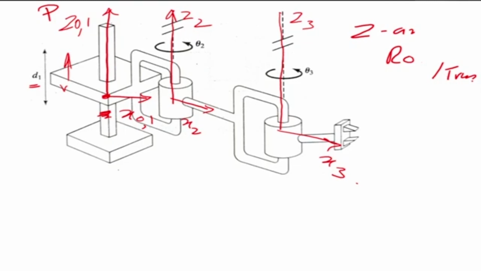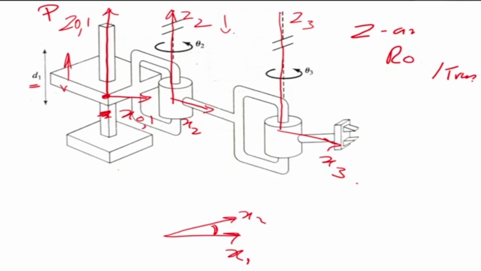If I take the top view, this is my x1 and x2. When x2 rotates and goes there, this angle will change, while x1 will still remain there only. So based on this, we have assigned our frames. Now you can write your DH parameter table.